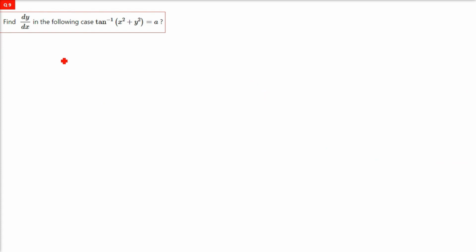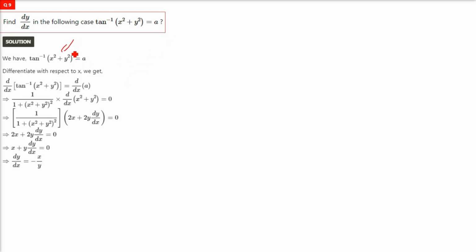Find dy by dx in the following case. Tan inverse of (x square plus y square) is equal to a. So tan inverse differentiation we already know. This is 1 by 1 plus whatever content is there, that's square. So d by dx of tan inverse is 1 by 1 plus whatever is the content, x square plus y square, in this case (x square plus y square) whole square.